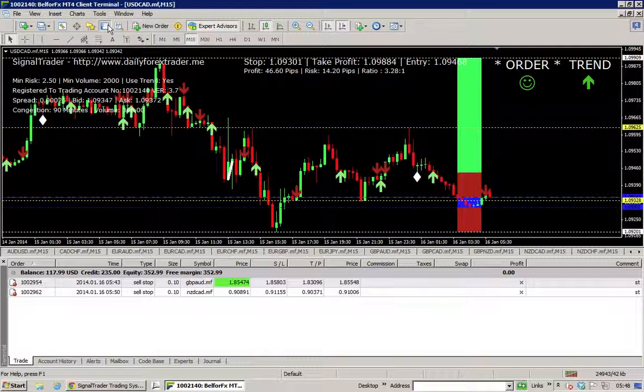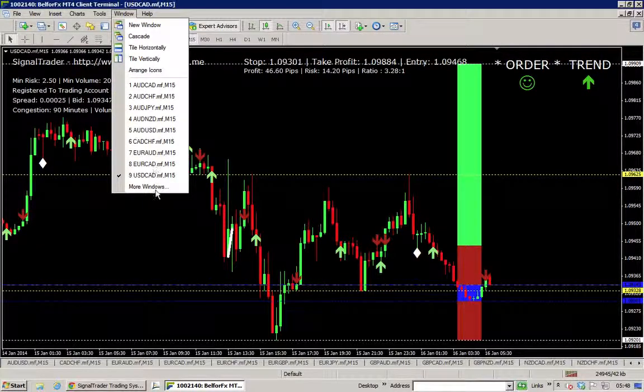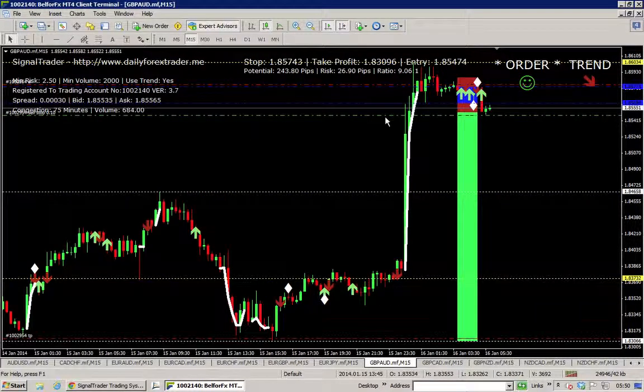Don't know whether it's placed any trades yet. Yes, there they are. Oh, it's New Zealand. I've got GBP Australian dollar sitting there for some reason. Why is that? Let's go and have a look. I think that's one from earlier. More windows, GBP Australian dollar. Oh yes, I really like the look of this. Huge bad news for the Aussie dollar. But you know this sort of thing.